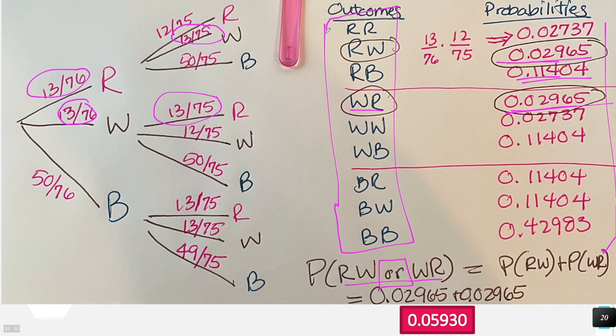There's only one way to get RR, and that's by drawing R first and then drawing R second. And this is the corresponding probability of getting RR, for instance. So our total answer to the final question is 0.05930, or if we wanted to, we could just give three significant digits, so we wouldn't have to give this final zero if we didn't want to. These three are significant. These zeros are placeholders, so 0.0593 could be our final answer here.